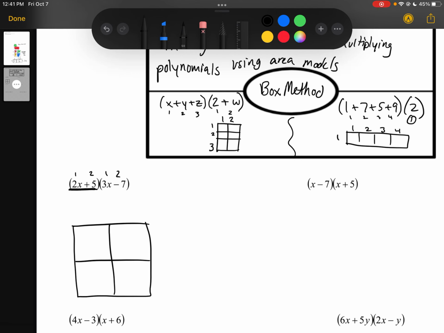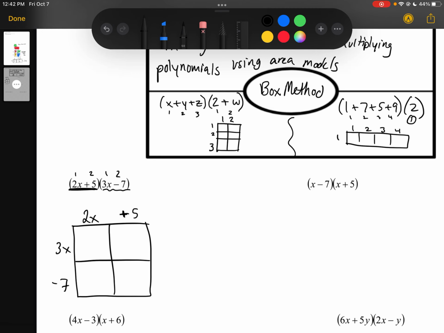So parentheses have to stay together, so anything that's in a parenthesis, it does have to stay together. So 2x and positive 5 stays together, goes on top. And then for our second one, 3x, and that's a minus 7, so keep the minus with it, that drops down to the other two openings. So we're just filling in the openings on the edges of our box.